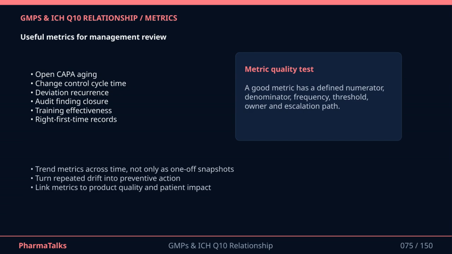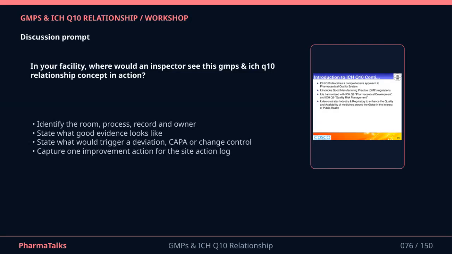Additionally, it's vital to look at trends over time rather than isolated data points. By monitoring trends, we can identify patterns and take preventive actions before problems escalate. Linking these metrics directly to product quality and patient impact makes sure our efforts always focus on delivering safe, effective products.